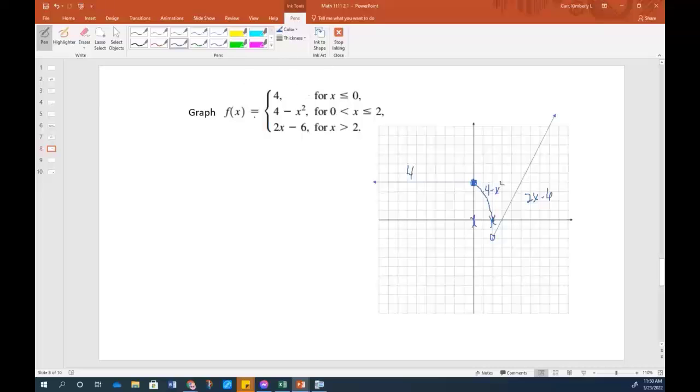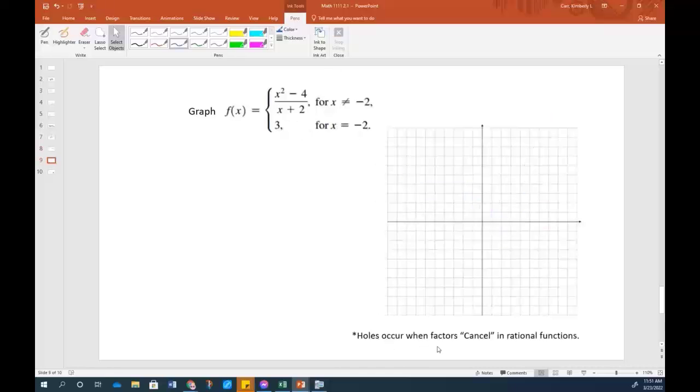Okay, I have a little note down here: holes occur when factors cancel in rational functions. I'm a little bit disappointed that there's a problem or two like this on your homework. But what happens is that where x is equal to -2, this is undefined. However, this graph looks exactly like the graph would if we reduced it, except for the hole. So unfortunately, we've got to go ahead and deal with that a little bit.